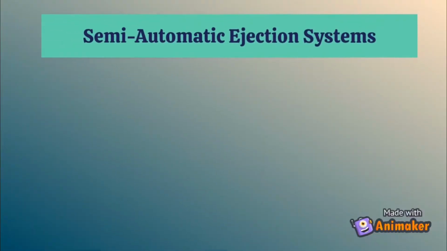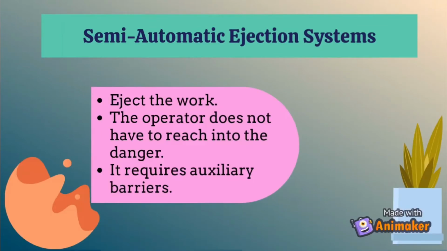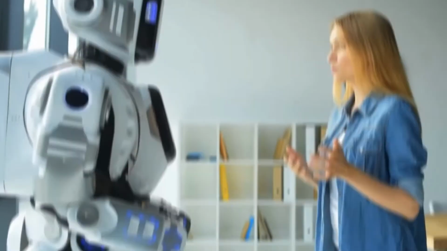Fourthly, semi-automatic ejection systems eject the work using mechanisms that are activated by the operator. Consequently, the operator does not have to reach into the danger zone to retrieve workpieces. These systems do require auxiliary barriers and can be used with a limited variety of stock.